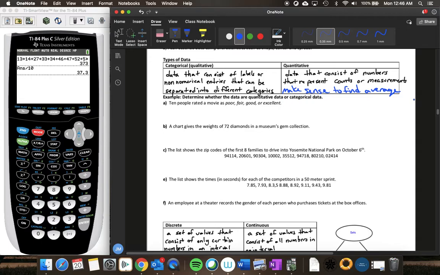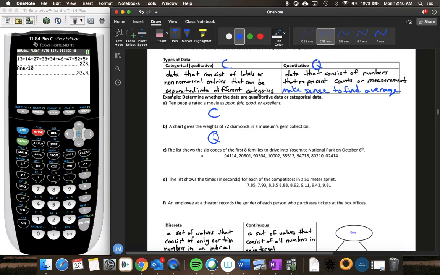All right, so to take a look at some examples of this, let's determine whether each of the data is quantitative or categorical. For quantitative, I'm just going to write Q, and if it's categorical, I'm just going to write C. All right, so for part A, 10 people rated a movie as poor, fair, good, or excellent. No numbers at all, not exactly like you can find an average for these, so this is pretty clearly categorical data. For part B, a chart gives the weights of 72 diamonds in a museum's gem collection. So they've got these different weights for our 72 diamonds. Would it make sense to find an average weight for the diamonds? And I would say it would. That's going to be quantitative data.